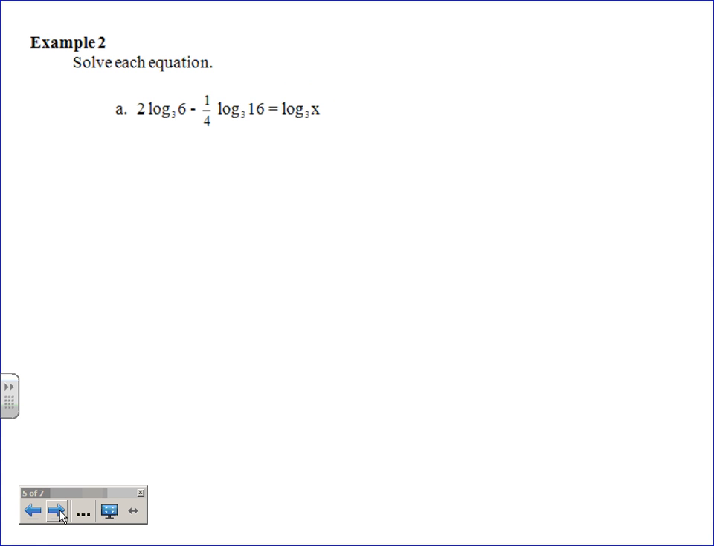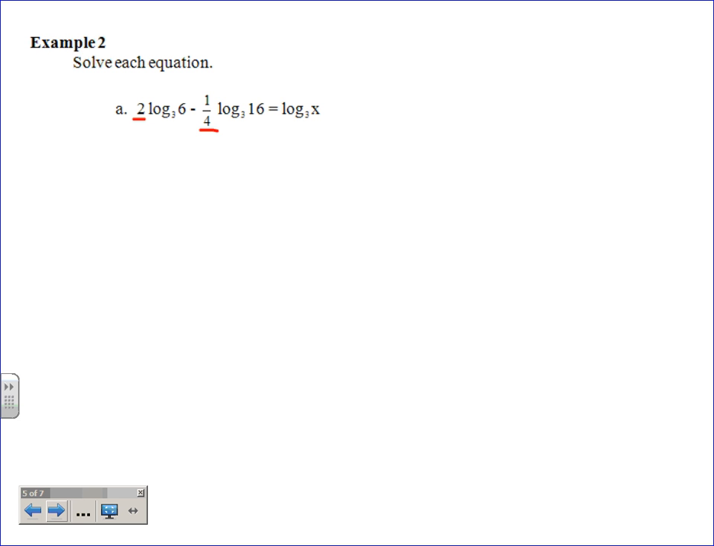Well, step 1 says everything in a log. Have we accomplished helpful hint number 1? Is everything in a log? No. What is not in a log? The 2 and the 1/4. And look at it as just a positive 1/4. Don't look at that negative. We'll take care of the negative a different way.